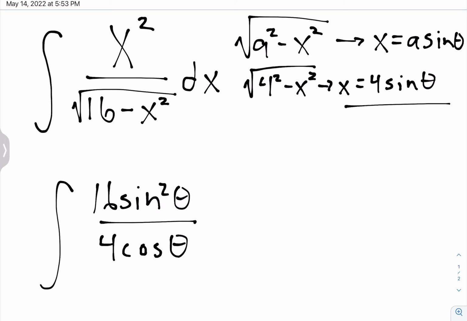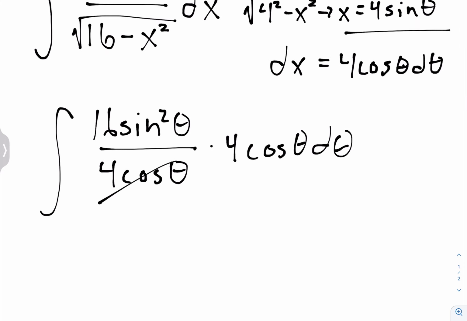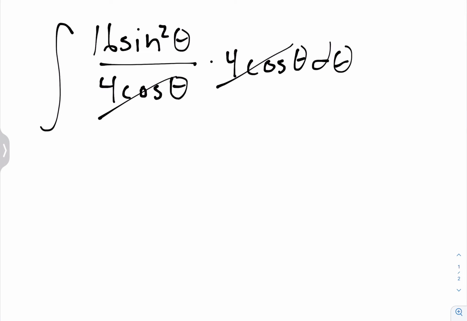In order to finish this integral off, we have to figure out what dx is. If we know x is 4 sine theta, dx is going to be 4 cosine theta d theta, right? So we set dx equal to 4 cosine theta d theta. And just by coincidence, there's a 4 cosine theta on the top and bottom we can cross out. That's going to happen lots of times when you're integrating by trig substitution. You're going to get things that cancel on the top and the bottom, which is always nice.